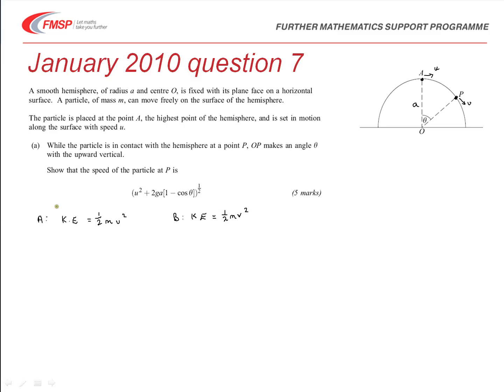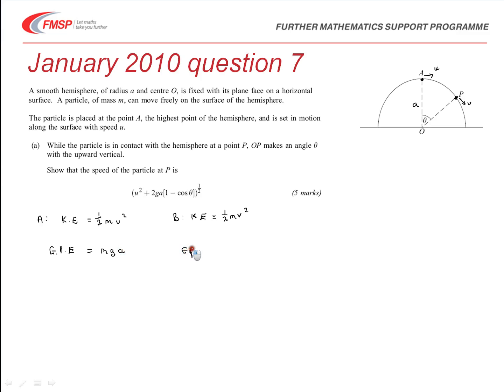Now we need the gravitational potential energy. Now we've got two ways we could do this. We could either take the origin O as being our zero level, or we could take A as our zero level. It's totally up to you as to which one you do. I'm going to take O and say that the height at A is little a, that's the radius of the circle, so that becomes mga.